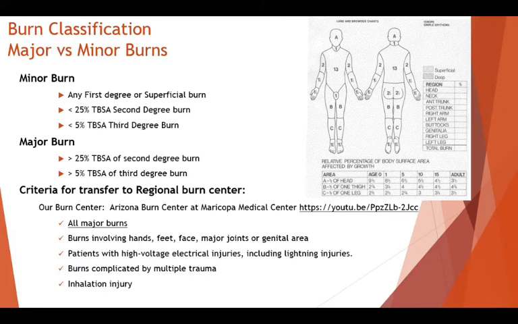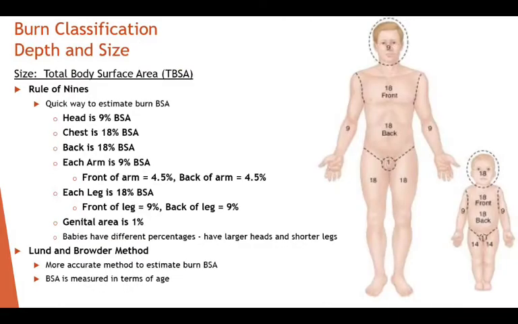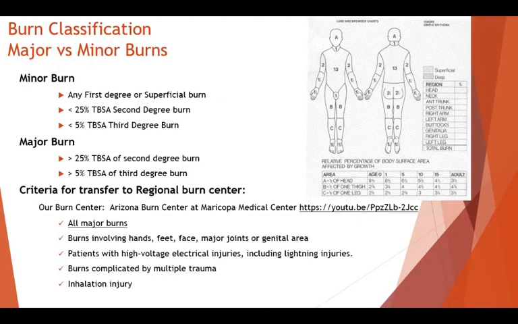Less than 25% of a second degree, and TBSA means total body surface area. So again, that was on your size here. Total body surface area is TBSA. So if you see TBSA anywhere involving a burn, it means total body surface area. So less than 25% of second-degree burn is considered a minor burn, and 25% is still a large portion of your body. It could be an entire leg and the front half of an arm.